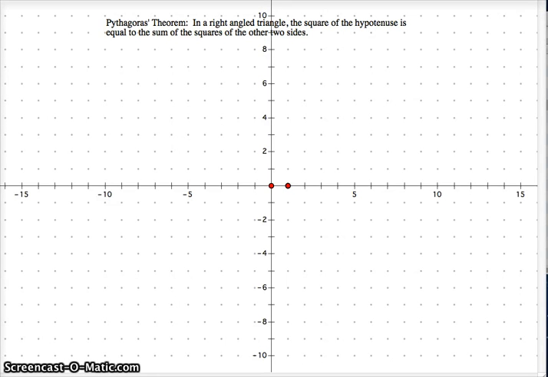Good morning. I'm going to try to prove the Pythagorean theorem. Of course, you're familiar with that: in a right triangle, the square of the hypotenuse is equal to the sum of the squares of the other two sides. Well, let me see if I can draw a triangle here.